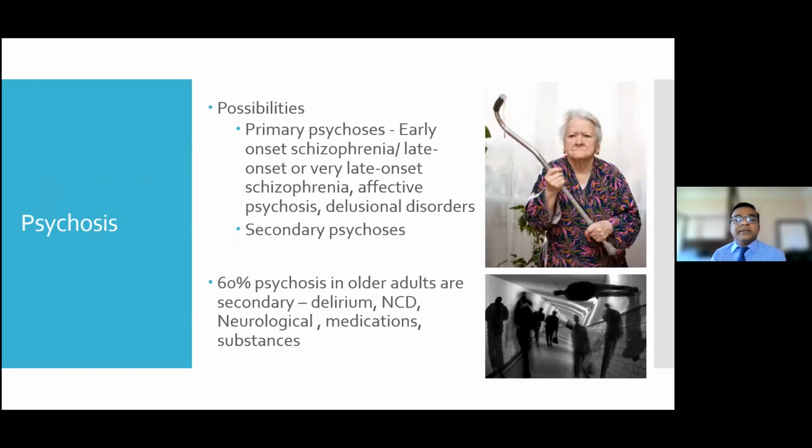Coming to the green monster of old age, the psychosis. Psychosis is the most difficult part to handle because of their vulnerabilities and sensitivity to antipsychotics. It can be due to primary psychosis, early onset schizophrenia, very late onset schizophrenia, affective psychosis, delusional disorders, or secondary psychosis. It's important to remember that 60% of psychosis in elderly are secondary: delirium, neurocognitive disorders, neurological disorders, medications, substances, especially in Parkinson's and other movement disorders, where it's due to medications.